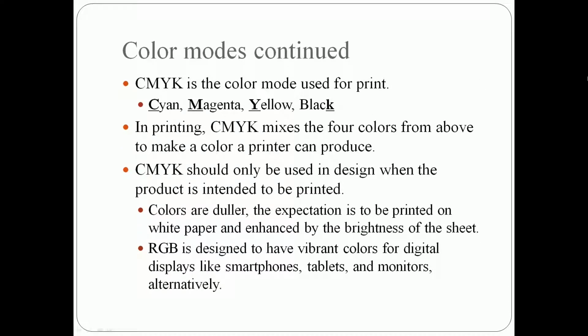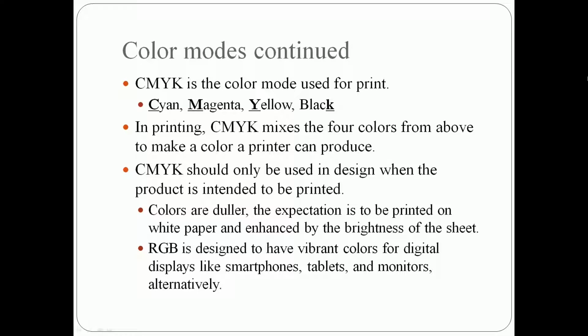CMYK is the other color mode in Photoshop, and that's what you use for printing. Cyan, magenta, yellow, and black. If you've got a printer in your house, take a look at that ink. It's going to be black, cyan, magenta, and yellow. In printing, CMYK mixes the four colors from above to make a color a printer can reproduce. However, CMYK should only be used in design when you are intending to print it.